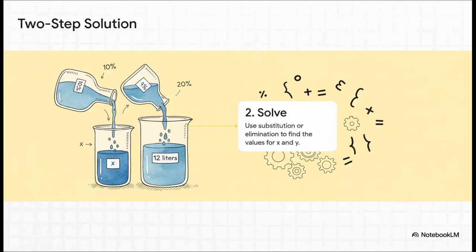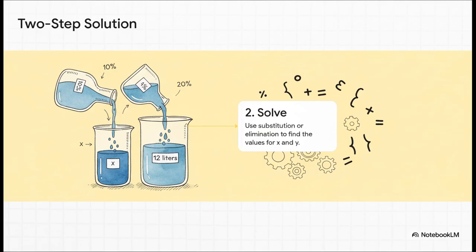Okay, let's use our bucket method. The amount equation, super easy. We'll just call the amount from the first bucket X, and the amount from the second bucket Y. So naturally, X plus Y has to equal our final goal of 12 liters. Makes sense, right? Now for the ingredient equation. Here we're tracking the acid, so that's 10% of X plus 40% of Y, and that all has to equal 20% of our total of 12 liters. Look at that. We literally just translated the word problem directly into 2 clean equations.